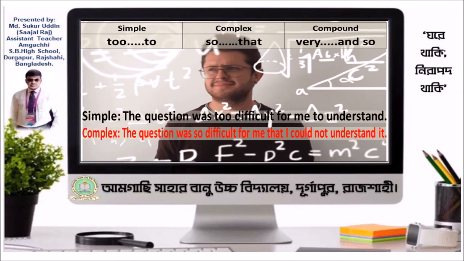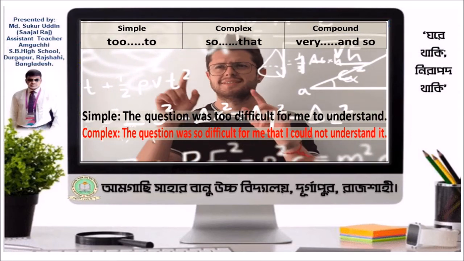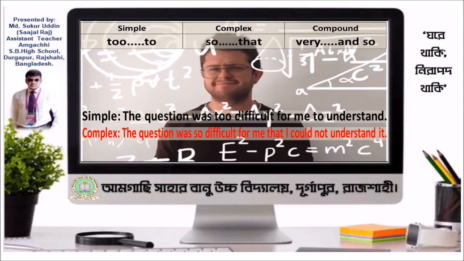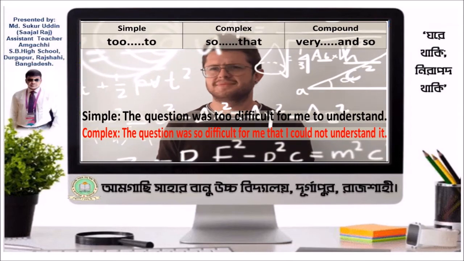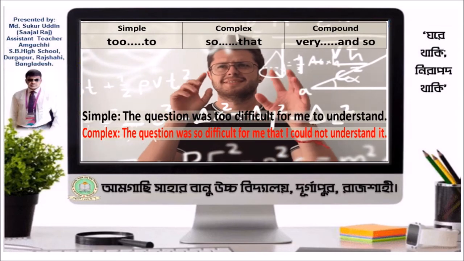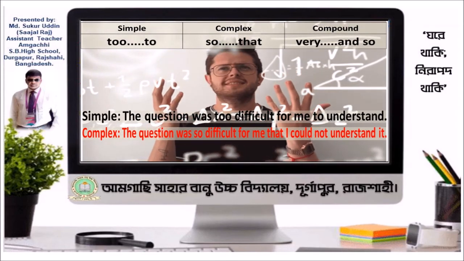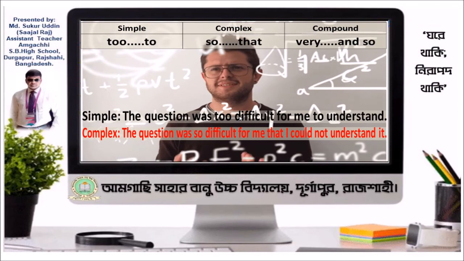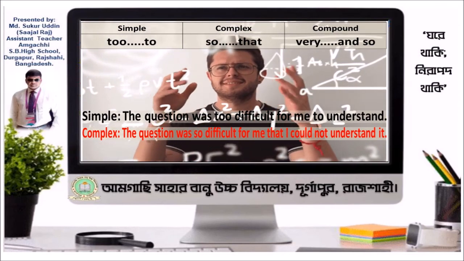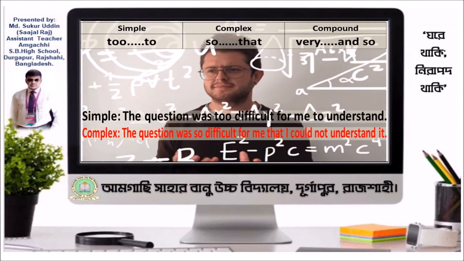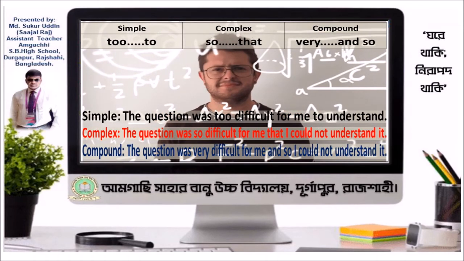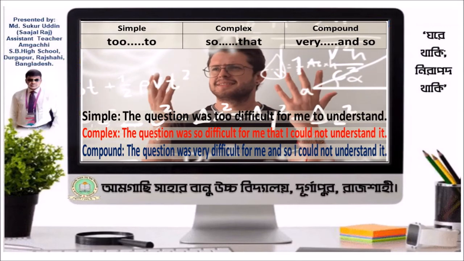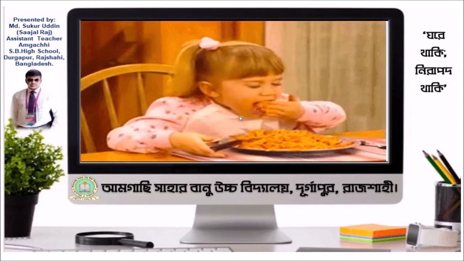Complex will be: The question was so difficult for me that I could not understand it. Look at here, "I could not". Why is it "could not"? Look at here. "The question was" is a past form. So we used "could not". Do you understand? And compound: The question was very difficult for me and so I could not understand it. Do you understand?